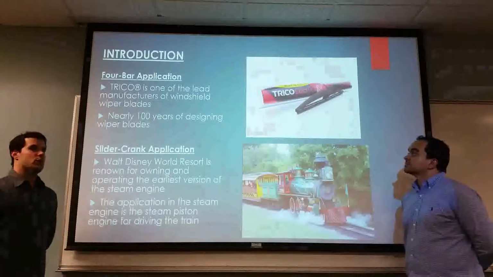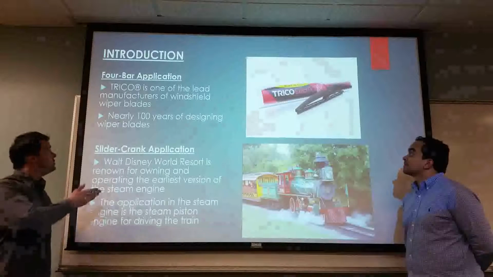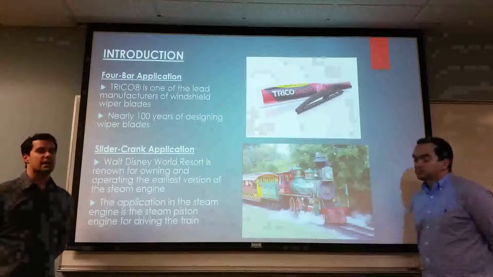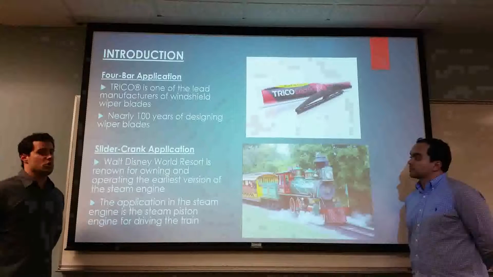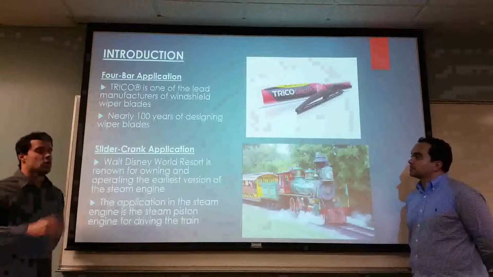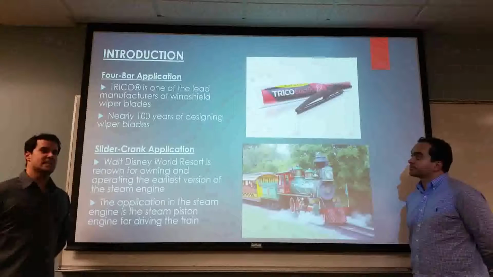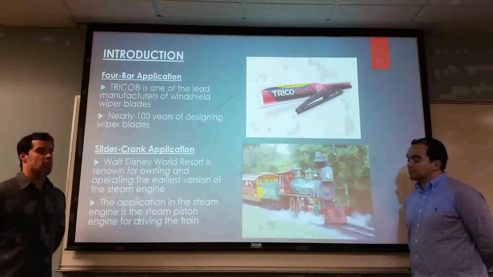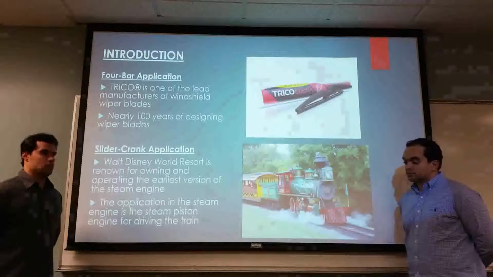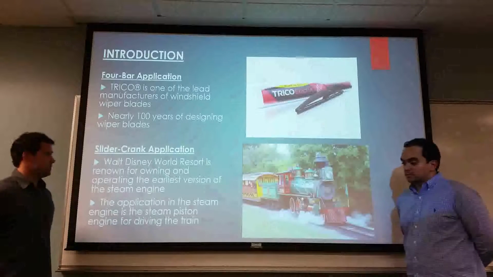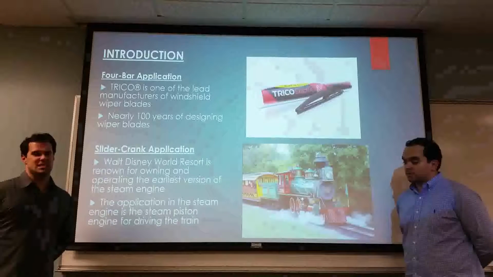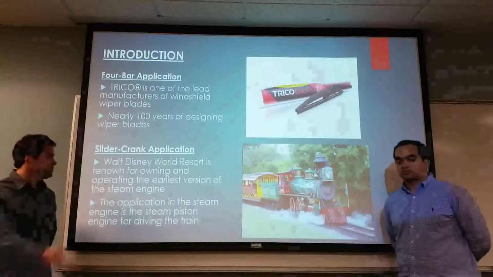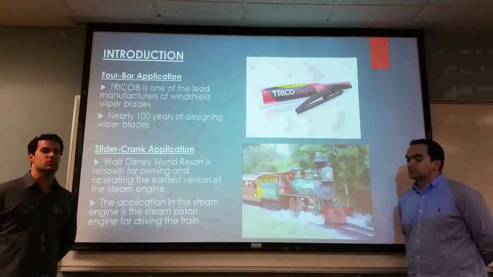So we were given two mechanical applications to use, the 4-bar and the slider crank. For the 4-bar application, we used the windshield wiper. We followed this after Trico Products, who is one of the world's leading manufacturers of windshield wipers, and they've been in service for 100 years of manufacturing. For the slider crank, we utilized the steam piston engine, which is utilized mostly at the Walt Disney World Resort Railroad.